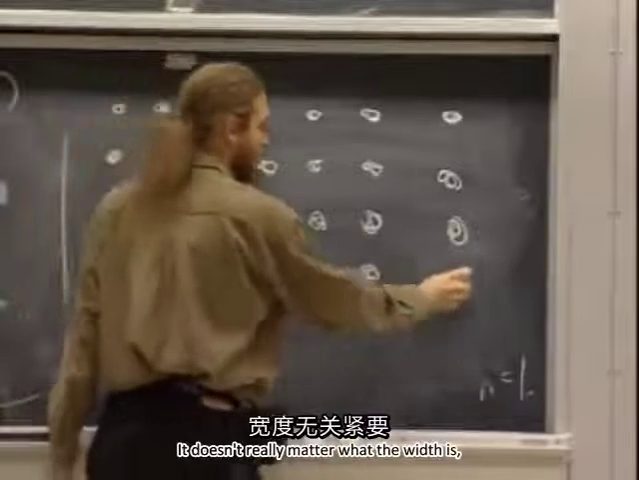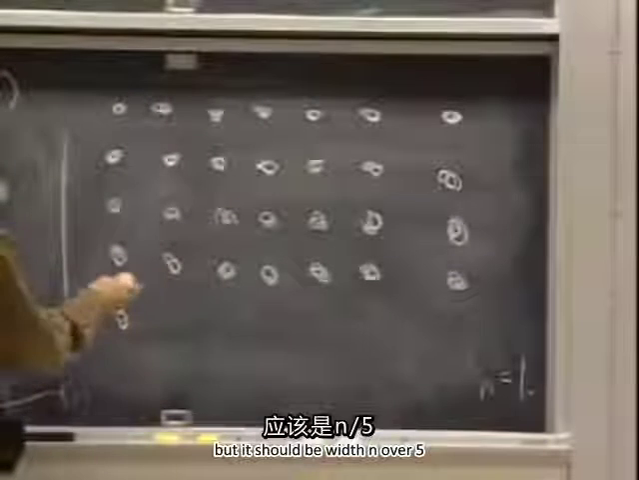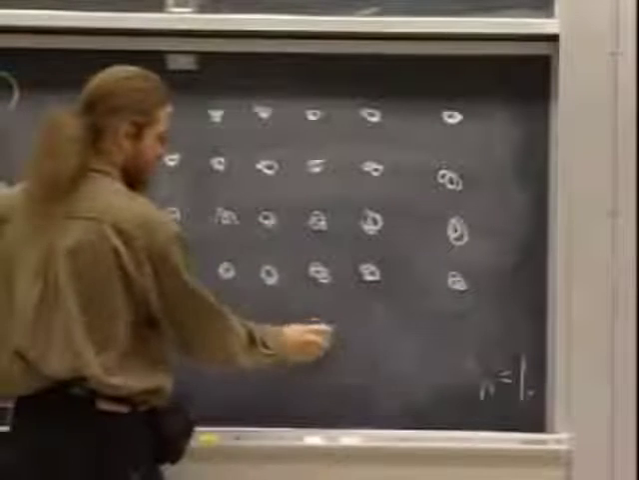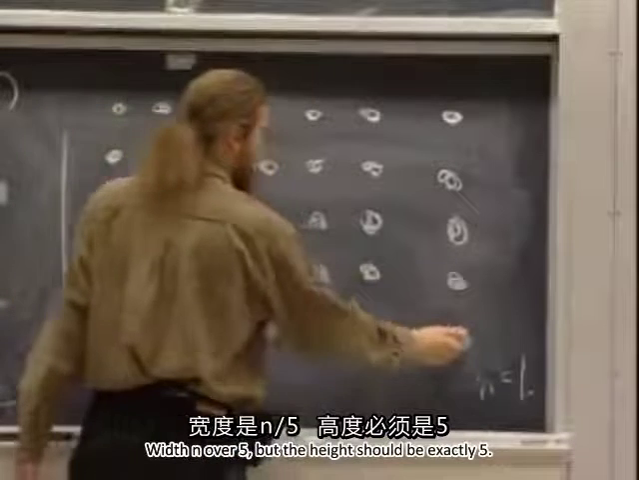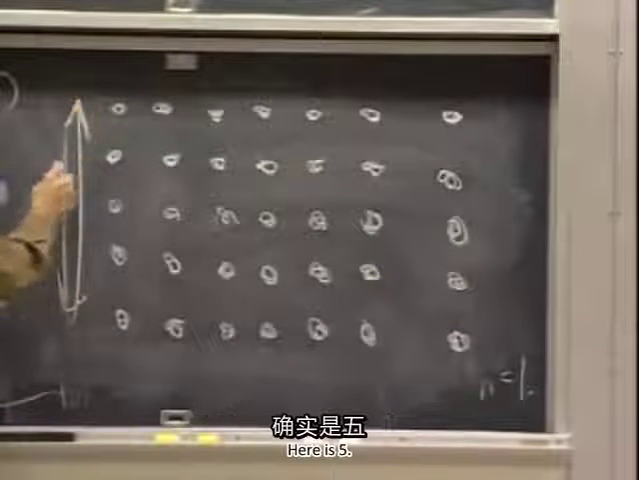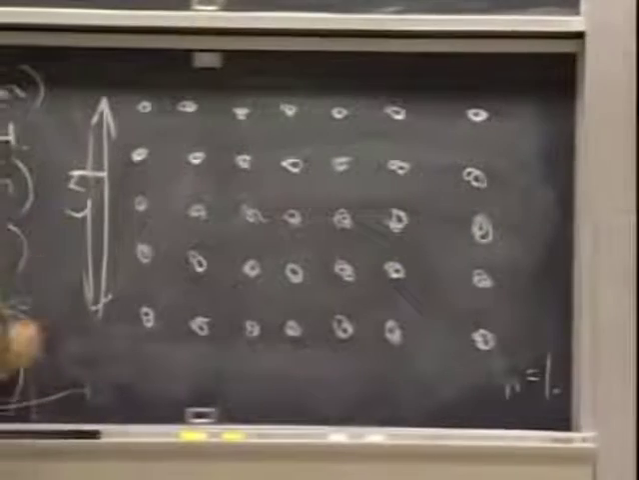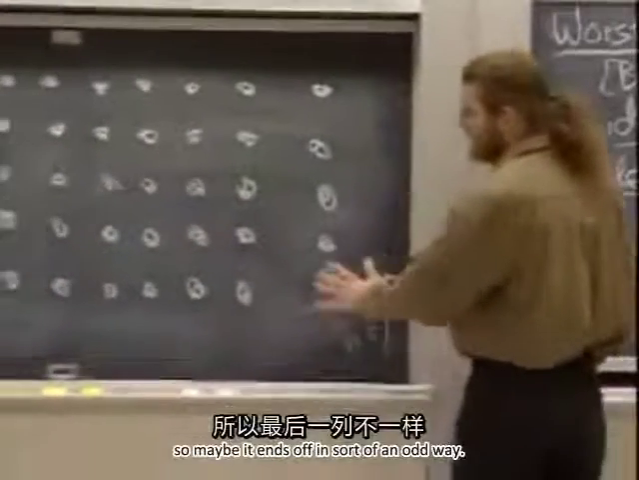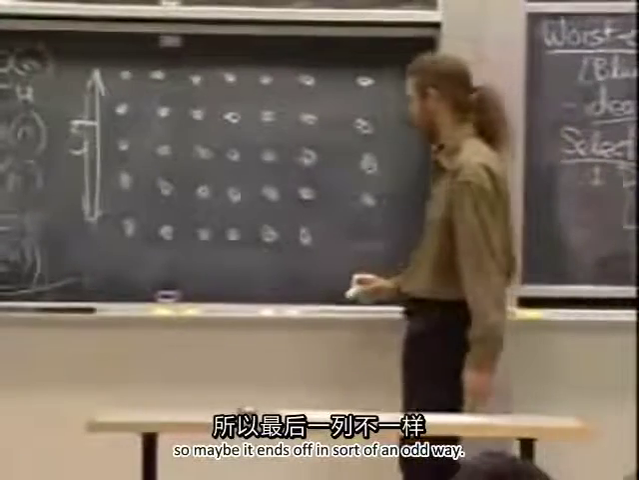Doesn't really matter what the width is, but it should be width n over 5, so make sure you draw your figure accordingly. It's width n over 5, but the height should be exactly 5. I think I got it right. I can count that high. Here's 5. And you know, our number may not be divisible by 5, so maybe it ends off in sort of an odd way.